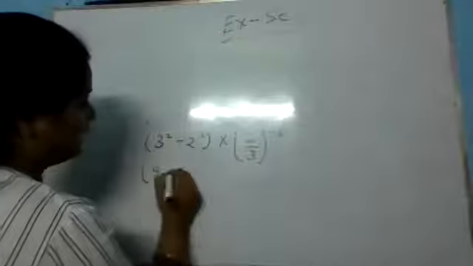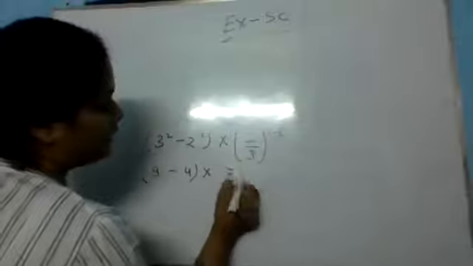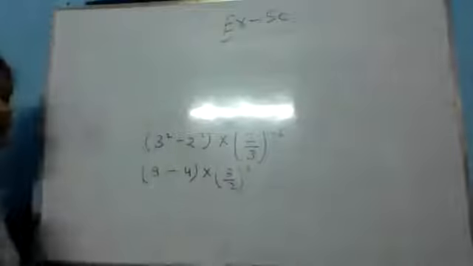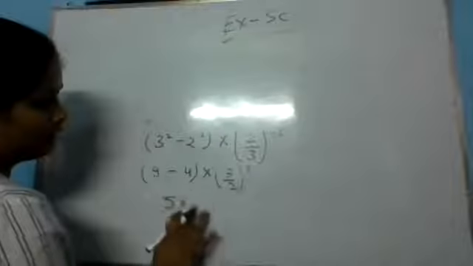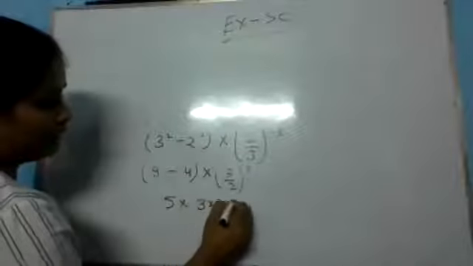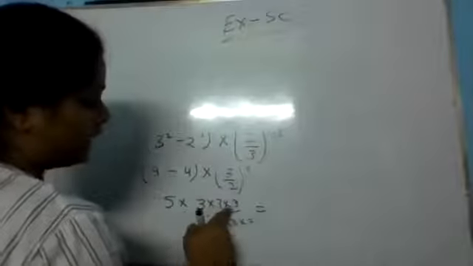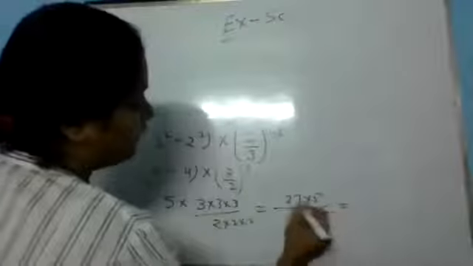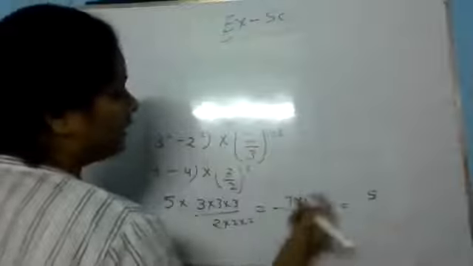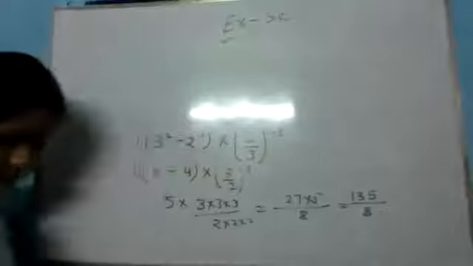Now, 3 squared is 9 and here 2 squared is 4. We can write the reciprocal of the fraction, so it will be 3 upon 2. So 9 minus 4 is 5, and here 3 multiplied by 3 multiplied by 3 upon 2 multiplied by 2 multiplied by 2. So 3 3s are 9, 9 3s are 27. 27 multiplied by 5 upon 8. So 5 times 7 is 35, 3 carry, 5 times 2 is 10, 10 and 3 is 13, 135 upon 8. Fourth option is correct.